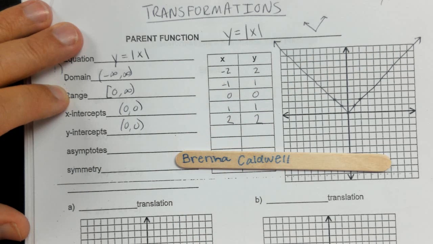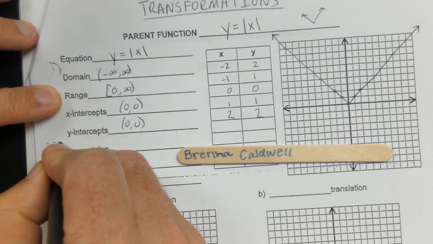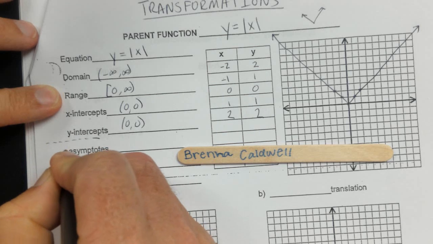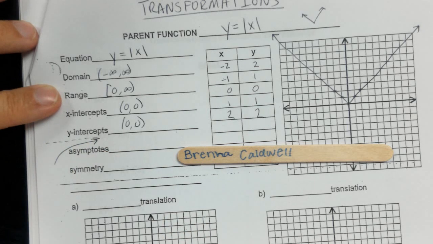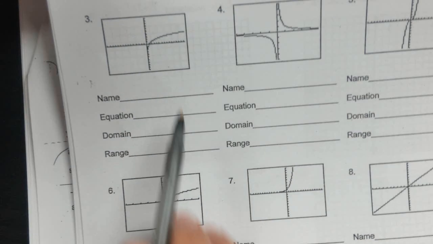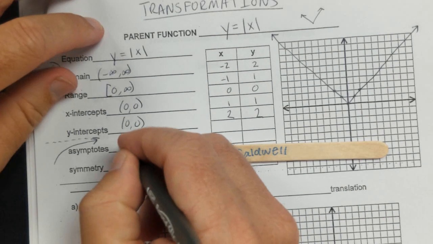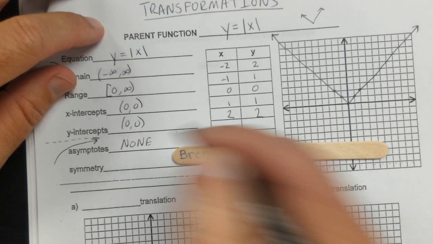Kind of boring. Asymptotes are when a graph gets closer and closer to a line but doesn't hit it. We may not have used the term, but we saw some of those in our parent functions. Exponential and logarithmic both have asymptotes. But this does not have an asymptote, so none on the asymptotes.